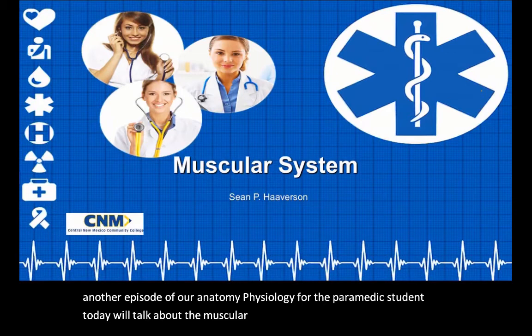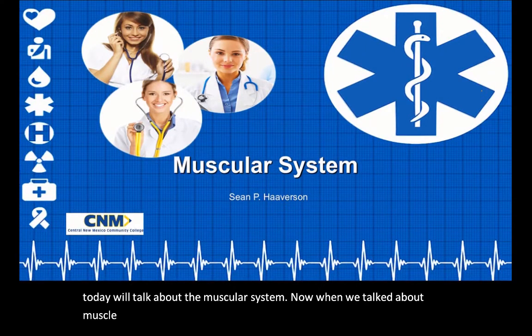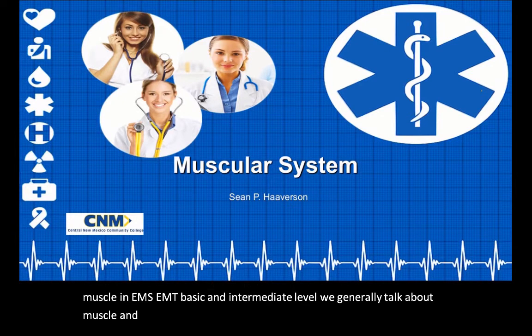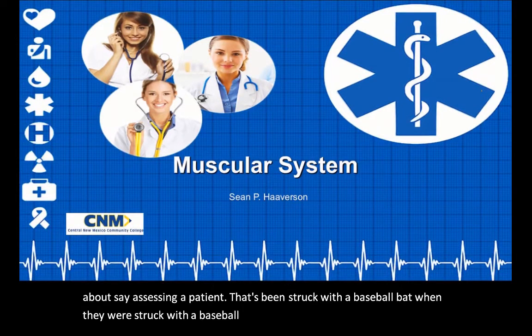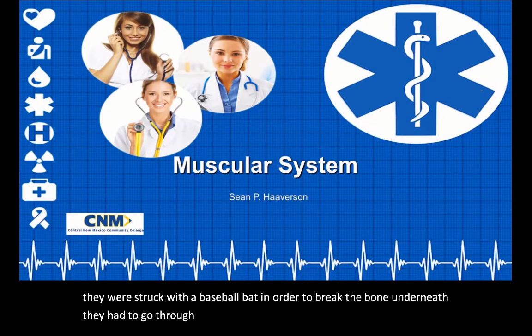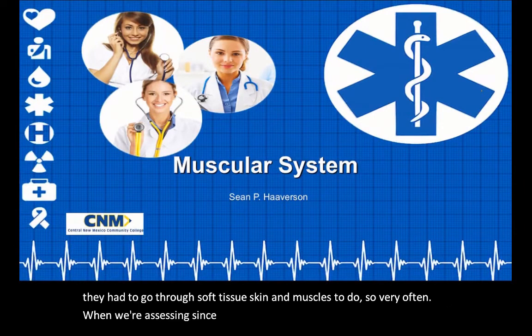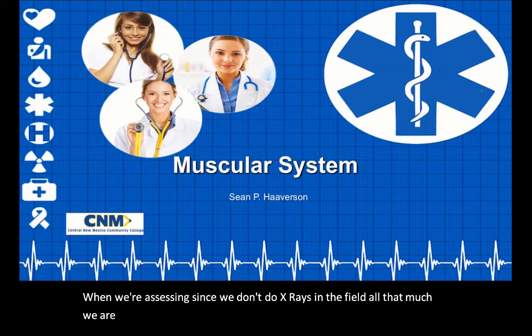Now, when we've talked about muscle in EMS, EMT basic and intermediate level, we generally talk about muscle and bone together. That's pretty appropriate, I think. When we talk about, say, assessing a patient that's been struck with a baseball bat, in order to break the bone underneath, they had to go through soft tissue, skin, and muscle to do so. So very often, when we're assessing, since we don't do x-rays in the field all that much, we are using kind of our knowledge of the muscular system attached to the skeletal system as one unit.